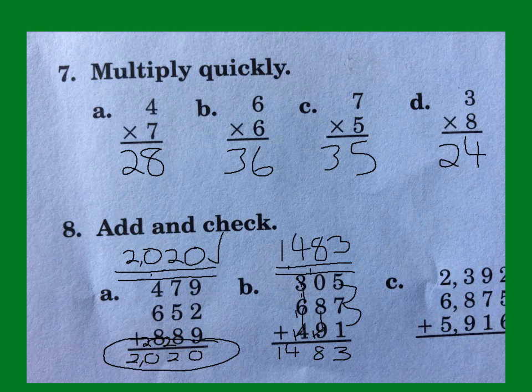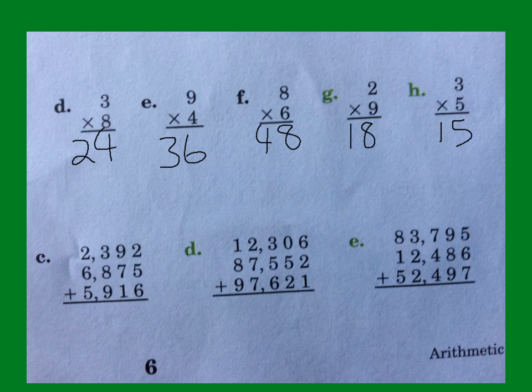And so the number is the same. So that means it checks and your answer is 1,483. You're going to go ahead and do the rest of those on your own.